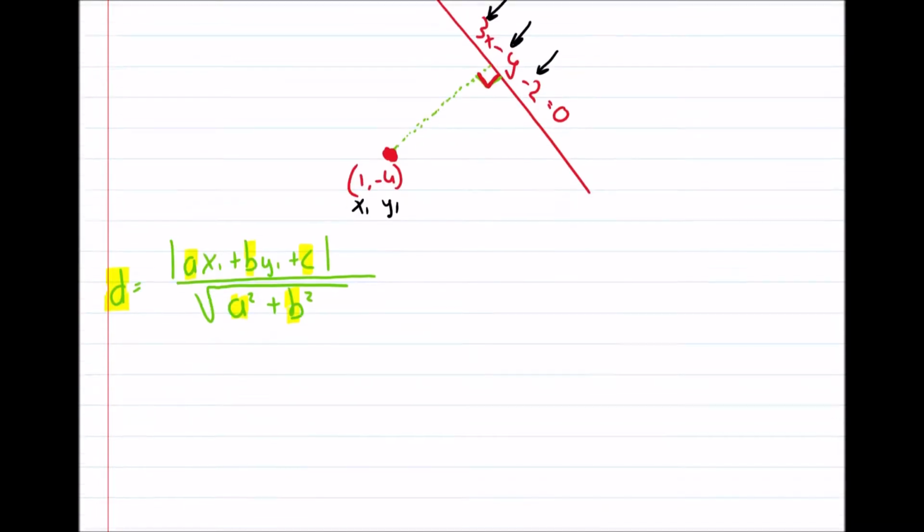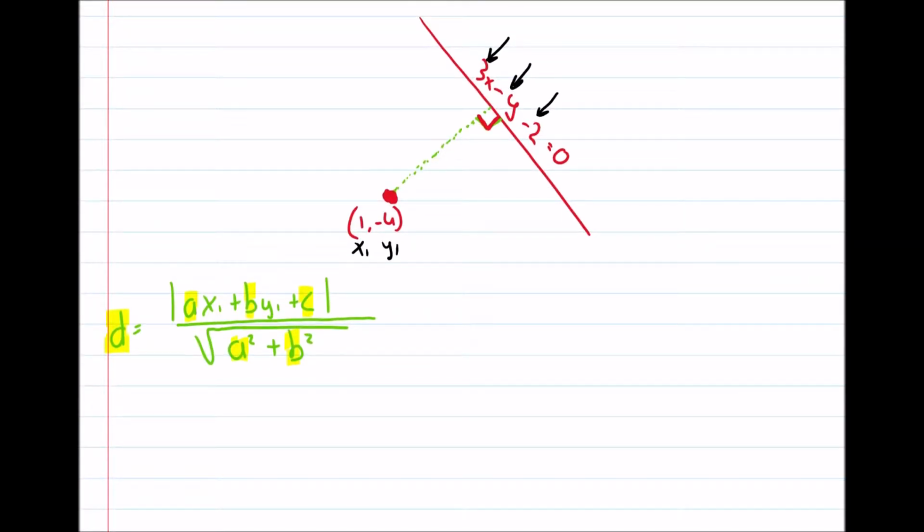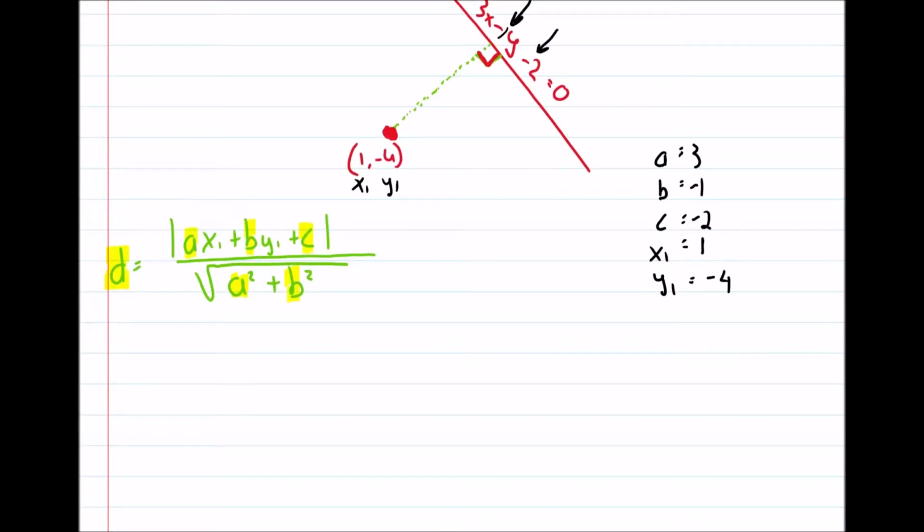With that in mind, generally I'll write out what a is, what b is, what c is, what x1 is, and what y1 is, just so I won't make any mistakes. So a is 3, b is minus 1, because that's a minus, there's an invisible 1 there, c is minus 2, x1 is 1, and y1 is minus 4. And we just slot it into the formula.